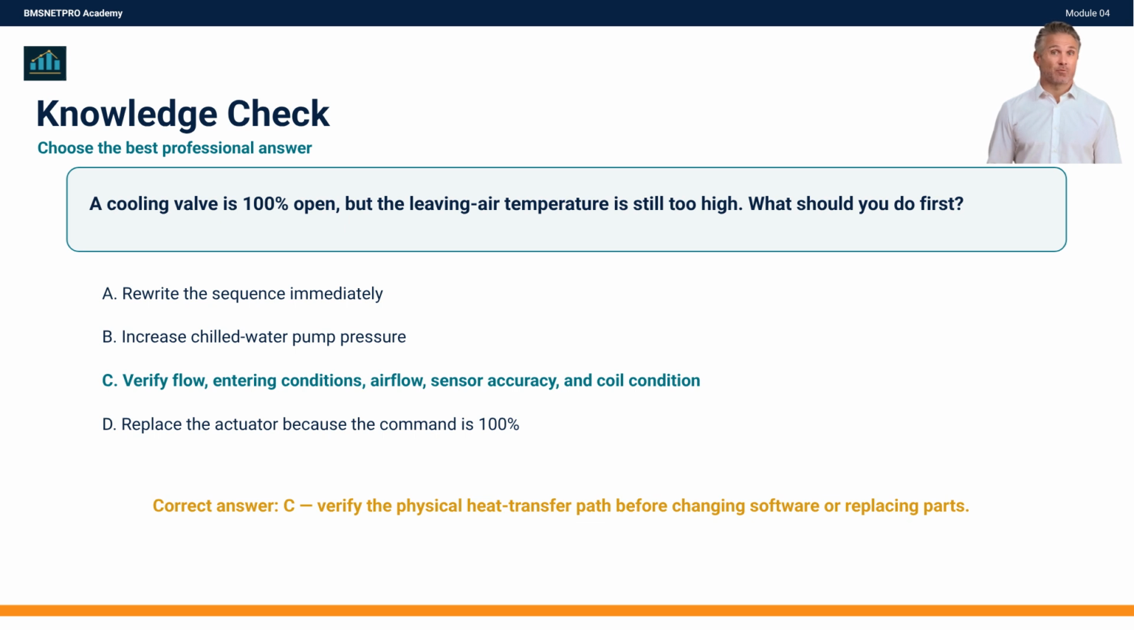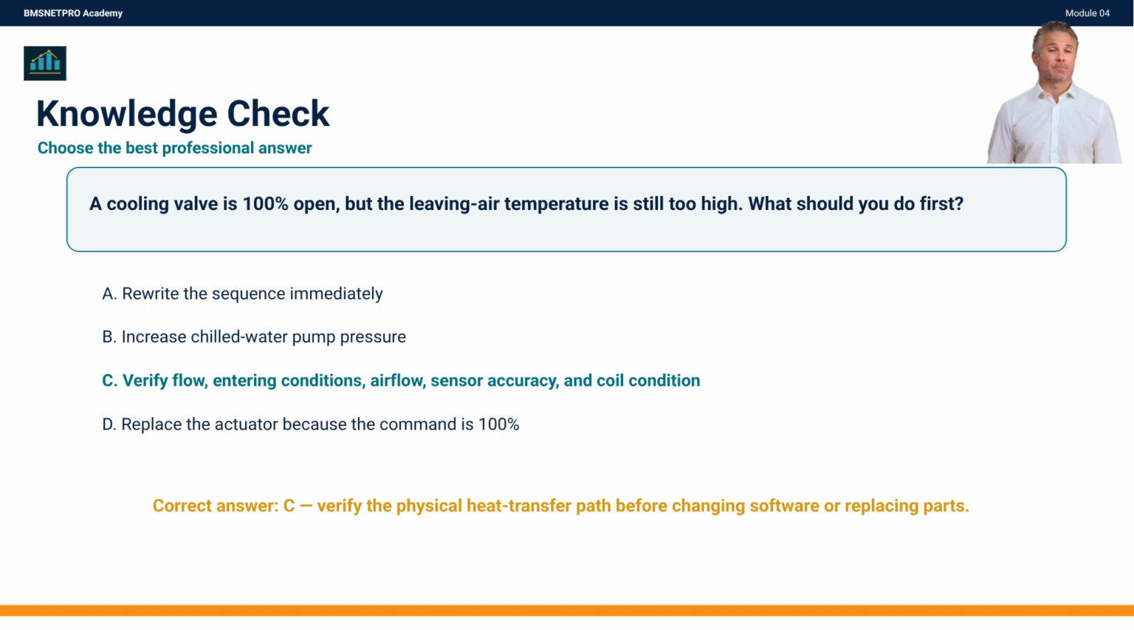Answer A. Rewriting the sequence immediately is risky because we have not proven the sequence is the problem. Answer B. Increasing pump pressure may waste energy or create noise if the real issue is sensor error, air bypass, or coil fouling. Answer D. Replacing the actuator assumes the command failed mechanically without evidence.